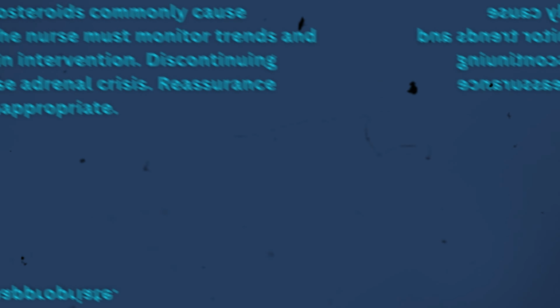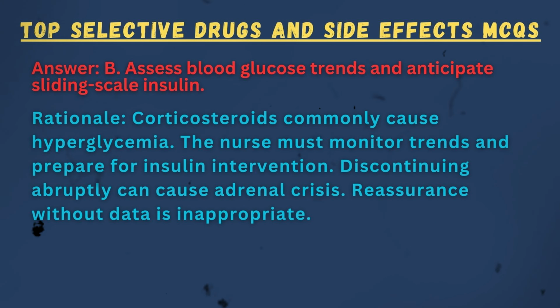Answer. B. Assess blood glucose trends and anticipate sliding scale insulin. Rationale: corticosteroids commonly cause hyperglycemia. The nurse must monitor trends and prepare for insulin intervention. Discontinuing abruptly can cause adrenal crisis. Reassurance without data is inappropriate.